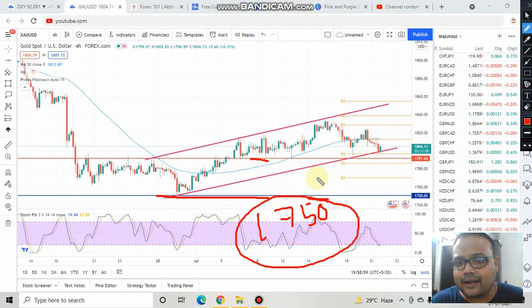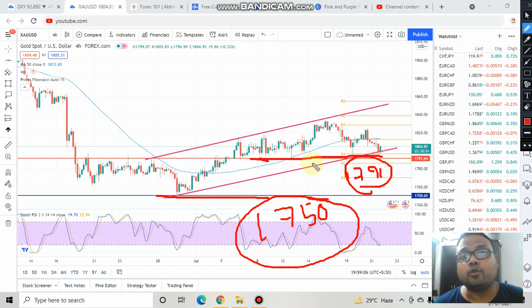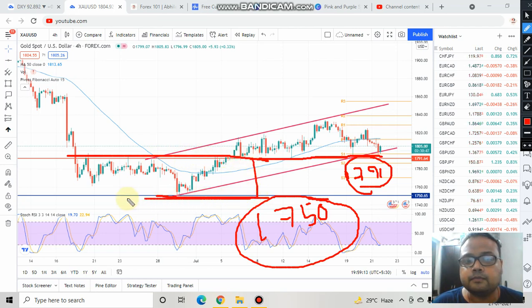and this red line, 1791, this line is the second support for the market. When market was trading in this range here, when market was range bound, and when market broke this range, then this level 1791 was acting as a support for the market. The resistance became the support. Therefore 1791 is a valid support for the market.